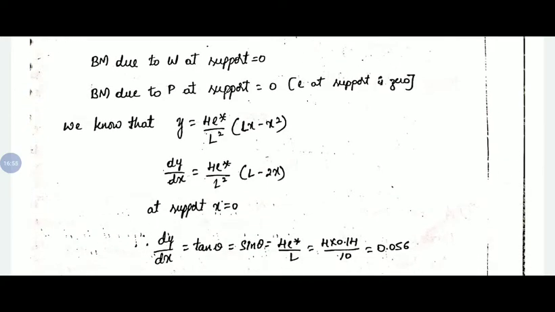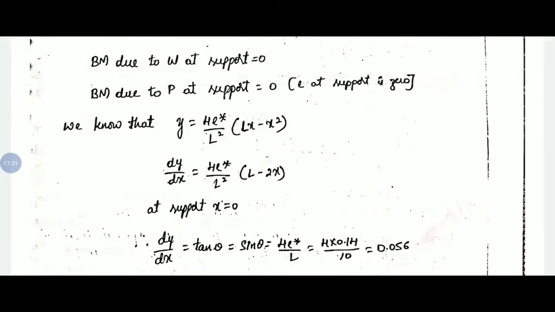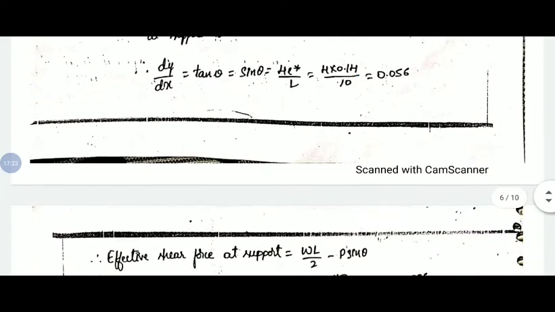So at support, to find out slope, we need to consider first the parabolic equation y equals 4e into L by L square into Lx minus x square. So we need slope, which means first derivative, it will be treated as sine theta. So dy by dx, on simplifying we will get 4e by L square into L minus 2x. At support, x will be 0. So substituting x as 0 and simplifying we will get slope of the cable as 0.056.